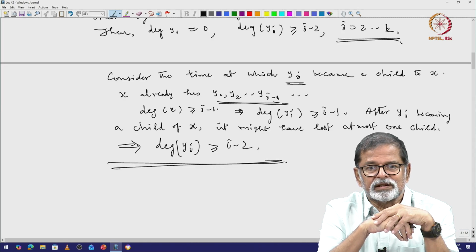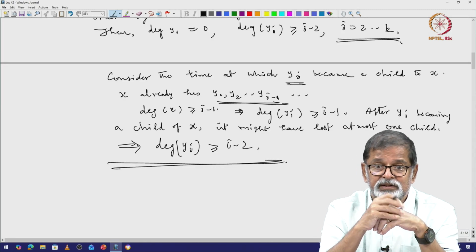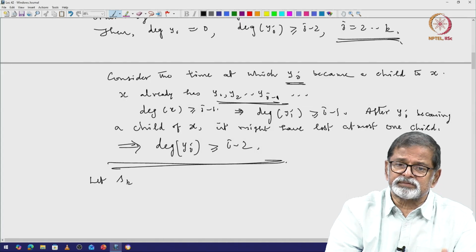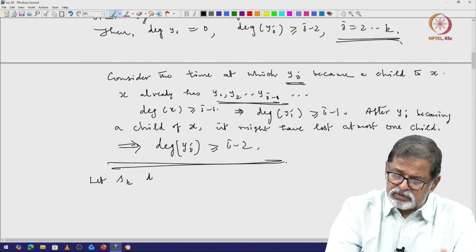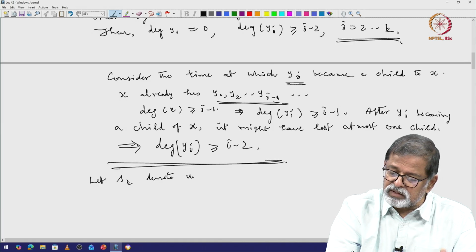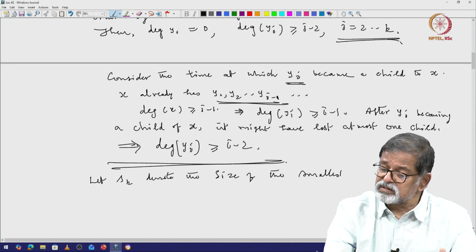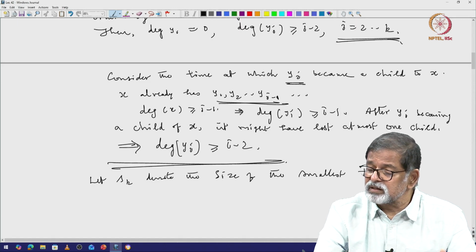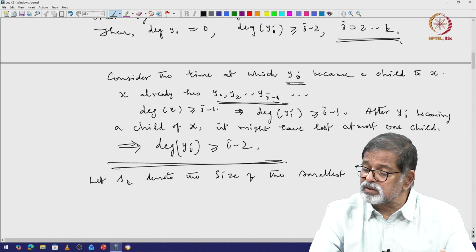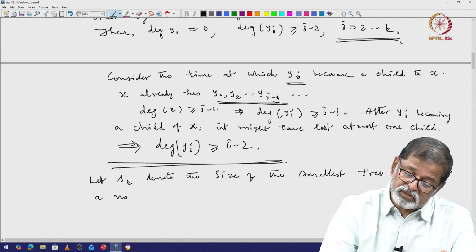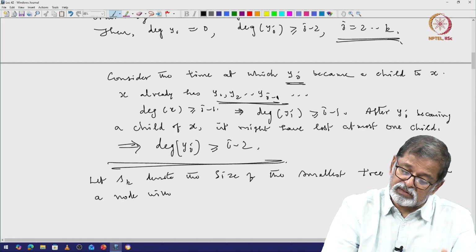Okay. What is the implication of this? Let Sk denote the size of the smallest tree rooted at a node with degree k.